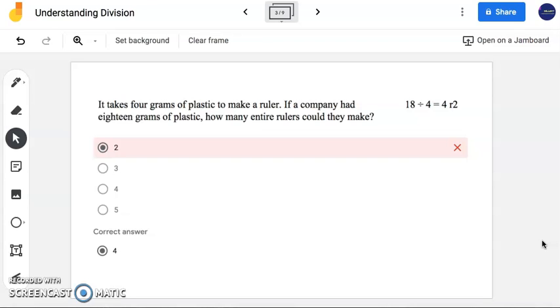Yes, there's something left over. Yes, there will be 2 grams of plastic left over, but the question's asking us how many entire rulers could they make? So the problem showed us that we can definitely make 4 rulers. And yes, you're still going to have 2 grams left over, but those 2 grams of plastic are not going to make a full ruler. So to answer this question, it is just 4 as your answer. You can only make 4 full rulers here.